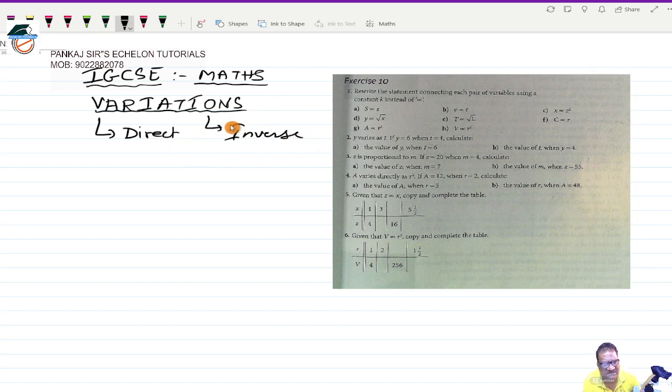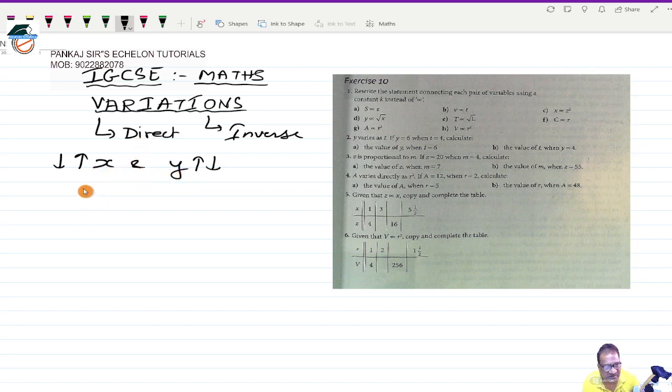First of all, what is variation? Variation means changes. Changes in what? Changes in two quantities, say x and y. Suppose these two quantities are changing in such a way that if one increases, the other also increases. If one decreases, the other also decreases. If this is the way the two quantities are changing with respect to each other, we say that there is a direct variation between them.